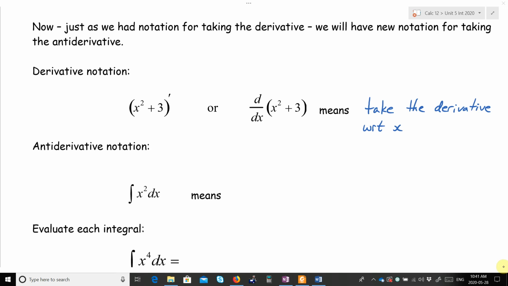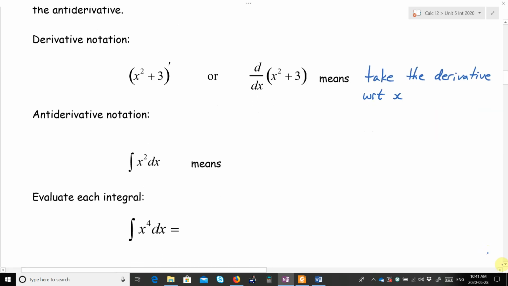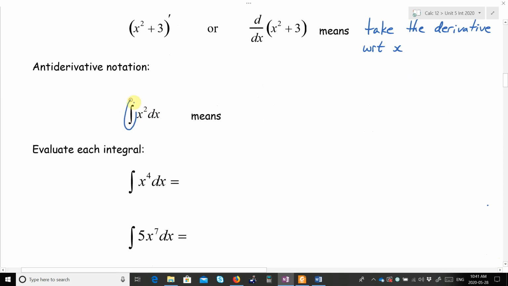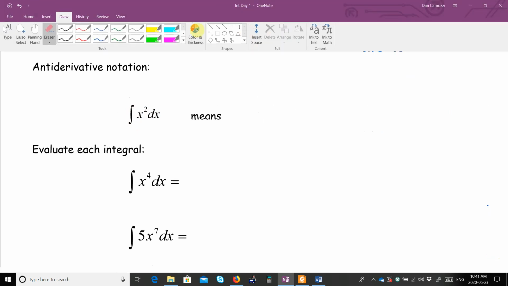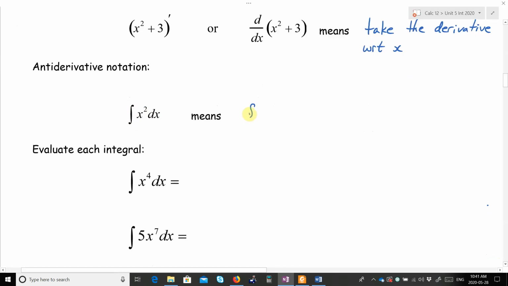Okay, and so antiderivative notation looks like this. It looks kind of like an elongated s. It means the integral of x squared dx. And it means find the antiderivative with respect to x. So the dx part is sort of saying that you find the antiderivative or the integral with respect to x.